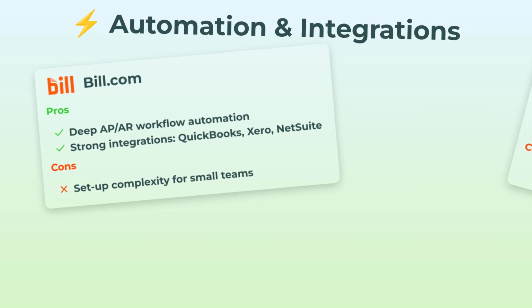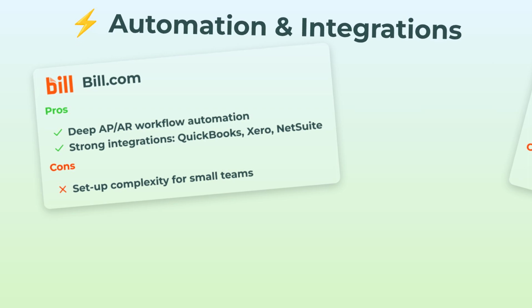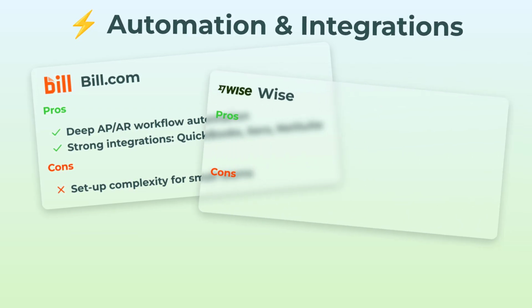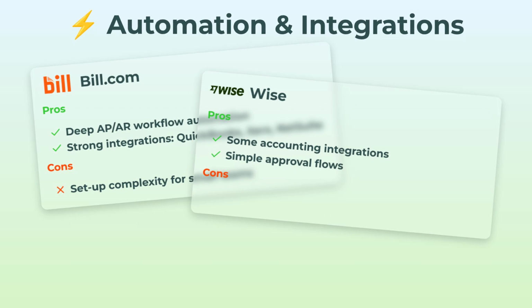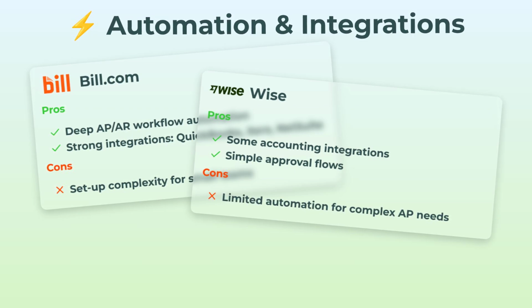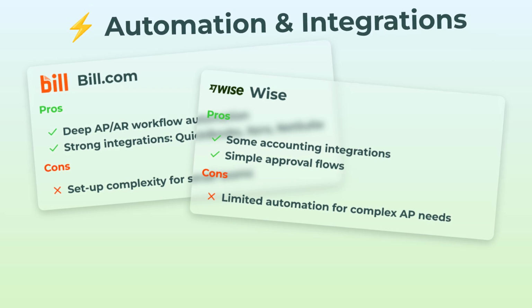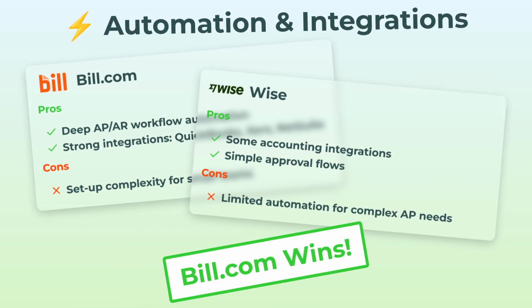Now, automation and integrations, and oh boy, Bill.com is just in its element here. You want to automate accounts payable and receivable. It's super deep, especially if you're using QuickBooks, Xero, or NetSuite. The integrations are impressive. Heads up though, if you're a tiny team, setup can feel kinda overwhelming. Wise does have some automations and plays nice with basic accounting tools. But when it comes to really streamlining gnarly AP processes, Bill.com wins hands down.